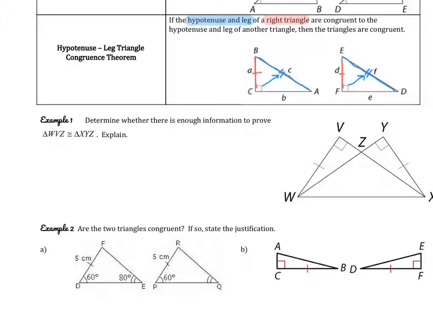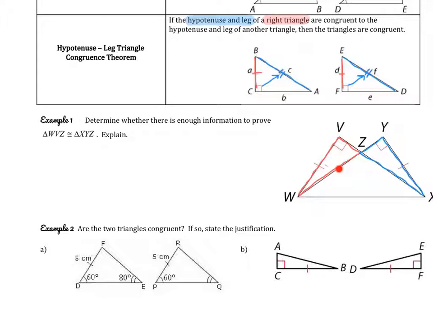All right, let's look at example 1 together. It says, determine whether there is enough information to prove that triangle WVZ is congruent to triangle XYZ. Since these are both right triangles, maybe the first thing we can check for is HL triangle congruence. I see that there is a pair of legs that are congruent, but unfortunately we don't know that the two hypotenuses are congruent. So I'm seeing if there's something else we know.